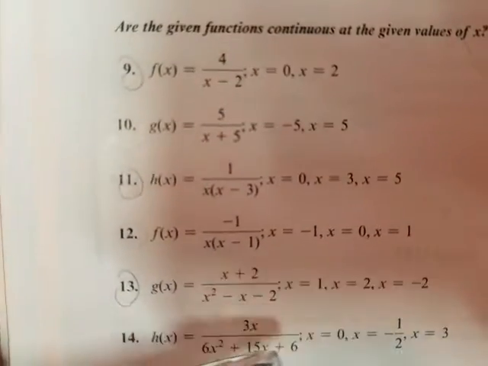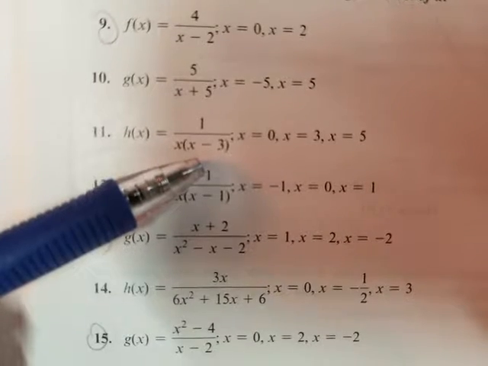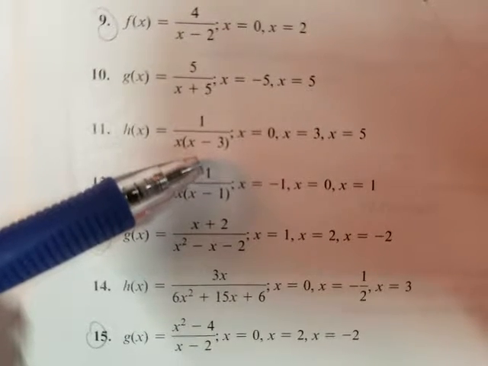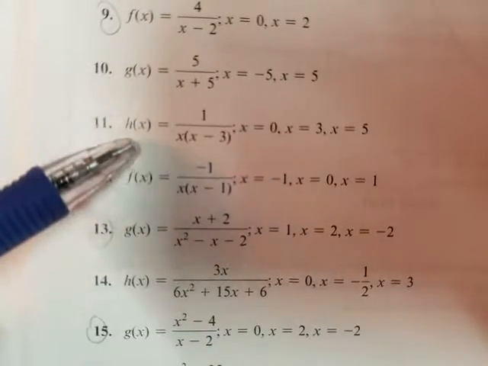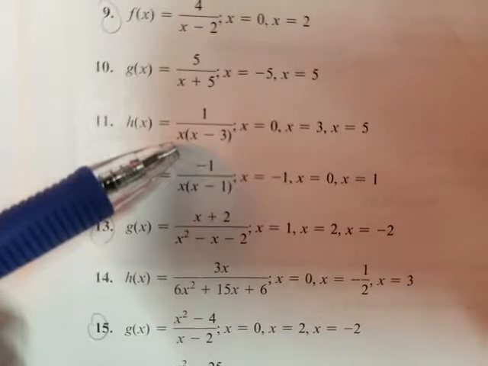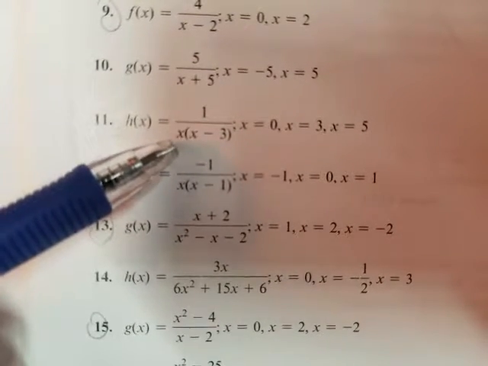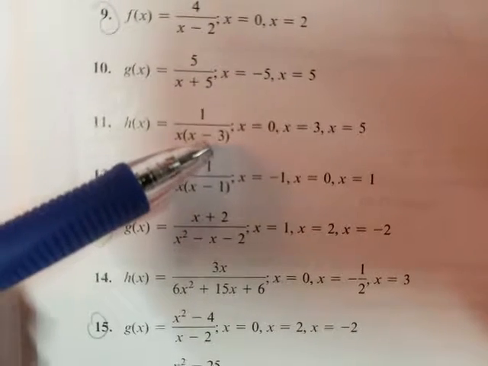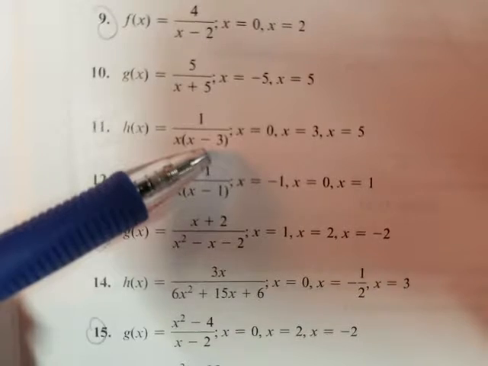All right, number 11 is the next one we're going to look at. Again, we're being asked, is it continuous when x equals 0, when x equals 3, and when x equals 5? Let's take a look at this right here. If we go back to our Algebra 2 and our college algebra, we know we have a vertical asymptote at x equals 0. Our graph is definitely discontinuous at x equals 0. We have another vertical asymptote at x equals 3, so it's also discontinuous at x equals 3.